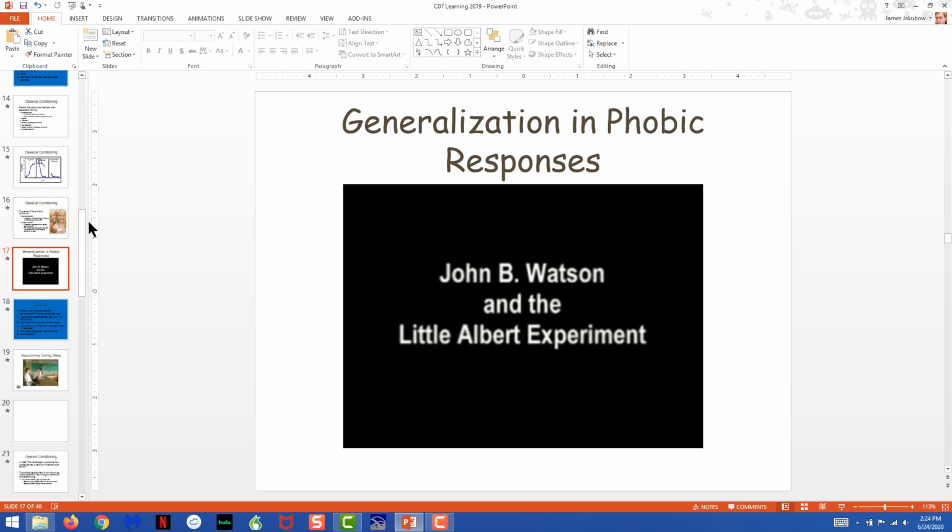Watson will then pair the white rat with the sound of two metal bars being banged behind the child's head. Now, I know this sounds awfully harsh, and you could not do this for ethical reasons today, but this work was being done back in the 1920s, and there were different ethical standards back then. So Watson paired the rat, which was a CS, with a loud banging of metal bars behind the child's head, which would induce a startle response. The startle response is a basic reflexive response.